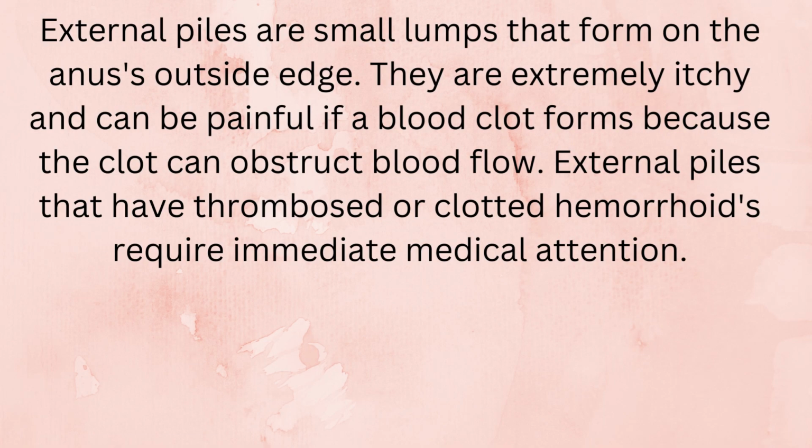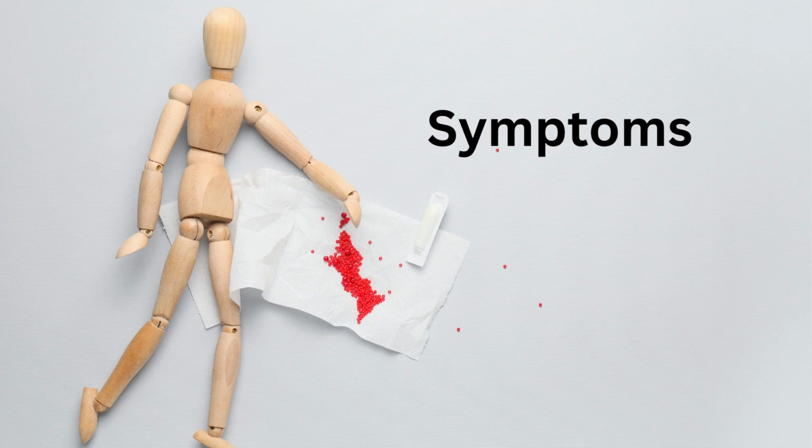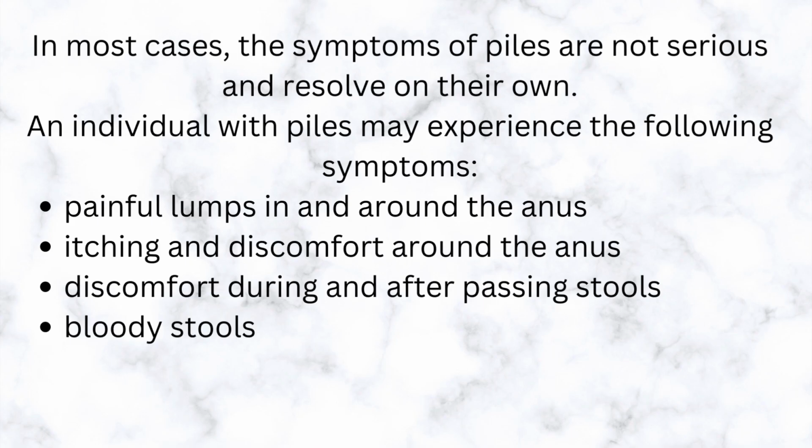External piles are small lumps that form on the anus's outside edge. They are extremely itchy and can be painful if a blood clot forms, because the clot can obstruct blood flow. External piles that have thrombosed, or clotted hemorrhoids, require immediate medical attention. Symptoms. In most cases, the symptoms of piles are not serious and resolve on their own.